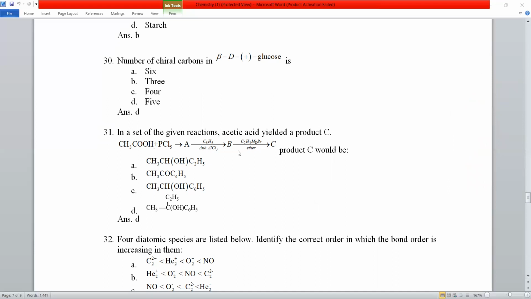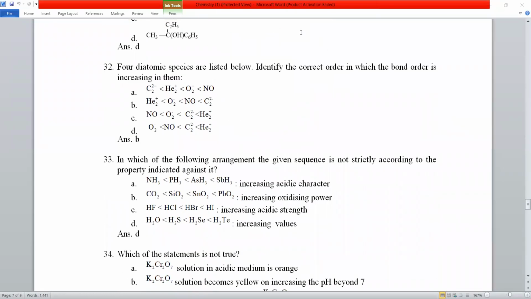Question number 32. For the diatomic species listed below, identify the correct order of increasing bond order. They're asking bond order, so I'll give one shortcut: 14 electrons, 15 electrons, 16 electrons, 17 electrons, and 18 electrons. For this number of electrons, you should remember only that the bond order for 14 is 3. This alone you should remember, and decrease by 0.5 for each increasing electron. So it should be 2.5, here 2, here 1.5, here 1, students.